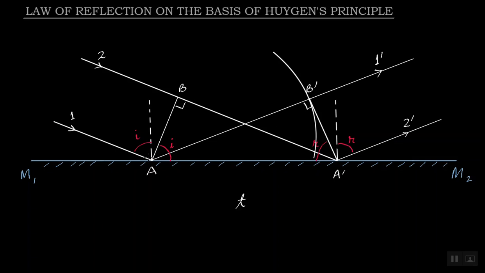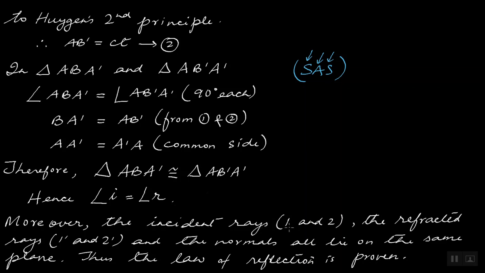ray diagram, you see that ray number 1, ray number 2, the ray 1 dash and the ray 2 dash, they lie on the plane of the board. Even the normals, the dotted normals, they lie on the plane of the board. So therefore, the incident rays 1 and 2, this is not refracted, this should be reflected. I made a mistake out there. The reflected rays 1 dash and 2 dash and the normals all lie on the same plane. Thus, the law of reflection is proven. Okay, so this is how you prove the law of reflection based on the Huygens principle.